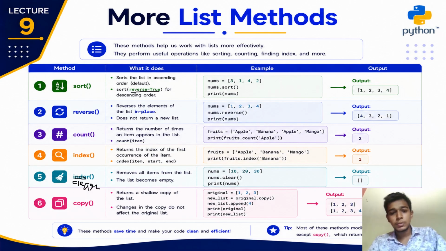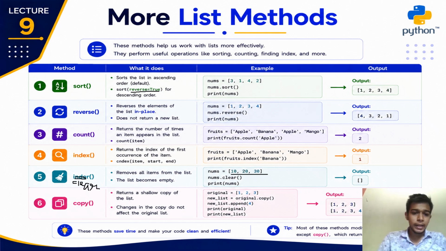It removes all elements from the list. You can clearly see here, a list is given and the clear method is used. The whole list is cleared. The empty square brackets mean the list is now empty. The list still exists, but it contains no element.